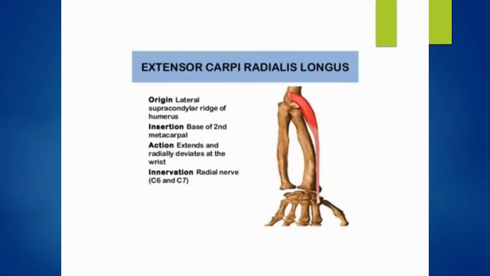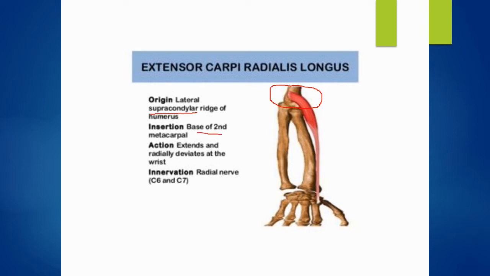And then finally, we have the extensor carpi radialis longus. It has its origin up here on the lateral supracondylar ridge. The supracondylar ridge is right above the epicondyle of the humerus. And this muscle extends down to attach at the base of the second metacarpal.